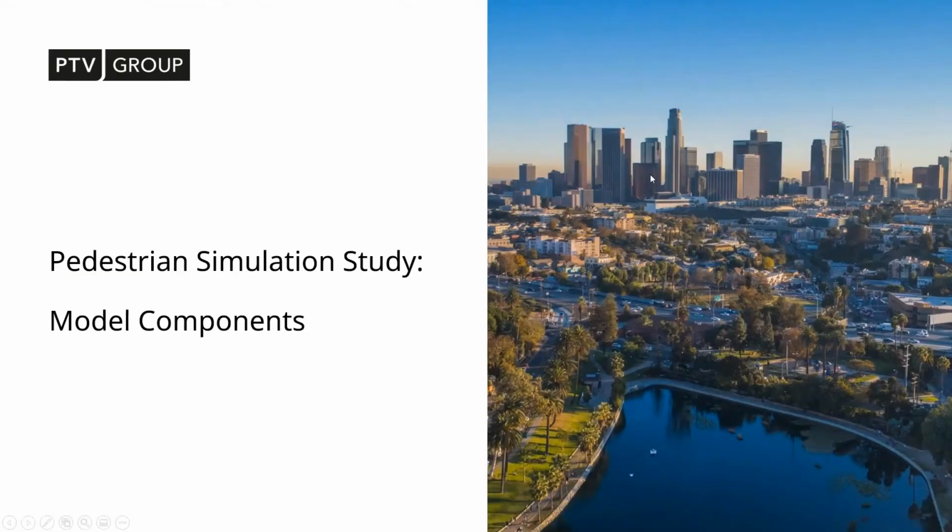Okay, so the first place we're going to start looking at is model components. And what we mean by that is, what are the physical components you need to start building a network? For those of you that are familiar with Vissim, you'll start with links, you'll put in routes, you'll put in vehicle inputs, things like that. We're going to talk about what elements like that are involved in building out a pedestrian model.